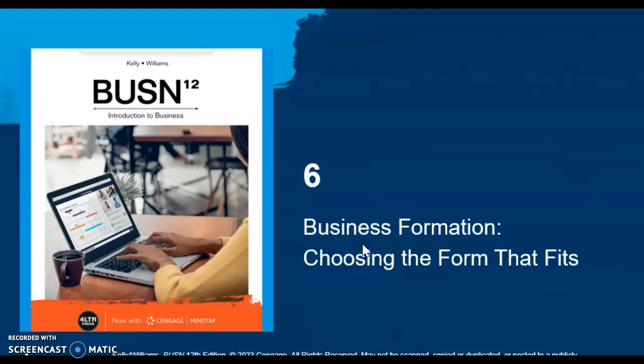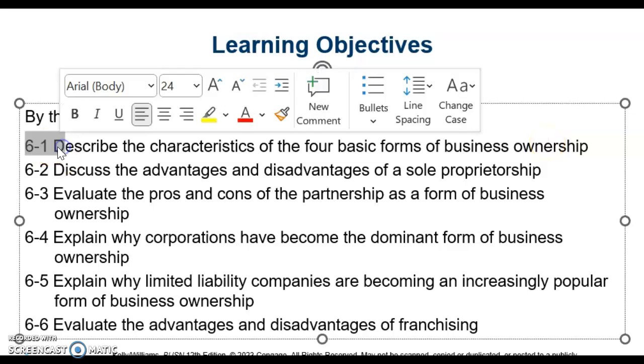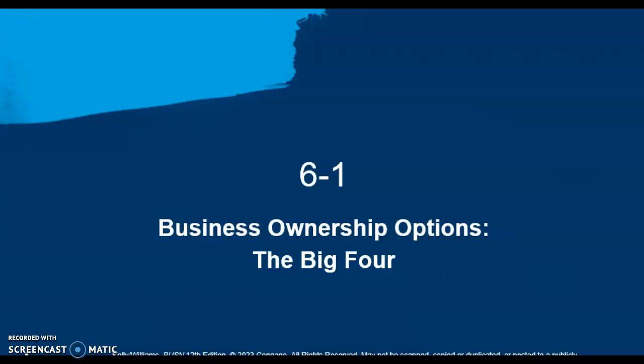In Chapter 6, we're going to discuss business formations, choosing a form that fits. I haven't mentioned this before, but I saw something that gave me the idea that these are the learning objectives for the chapter. If you want to, you can do this for each section. Try to answer these. Describe the characteristics of the 4 basic forms of business partnership. So as we cover section 1, you could answer that question.